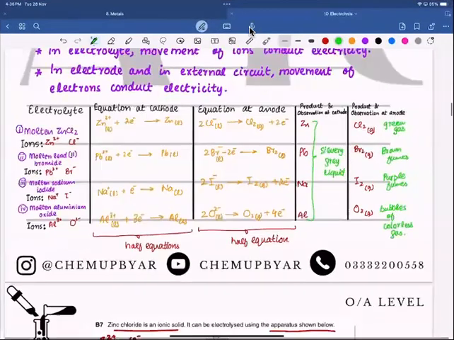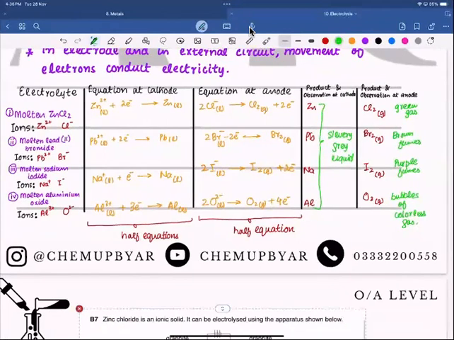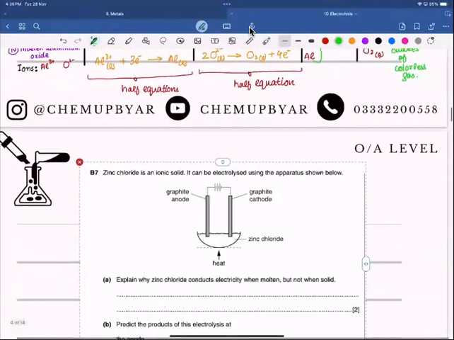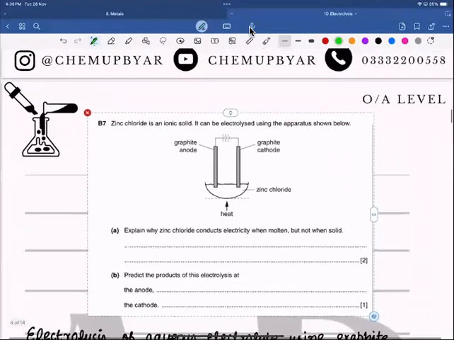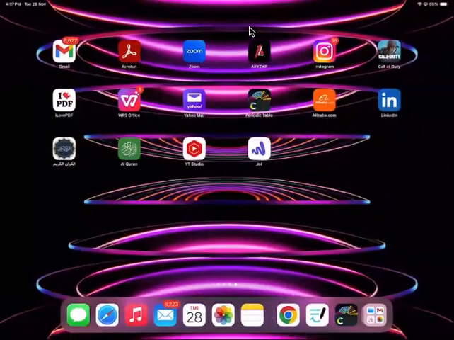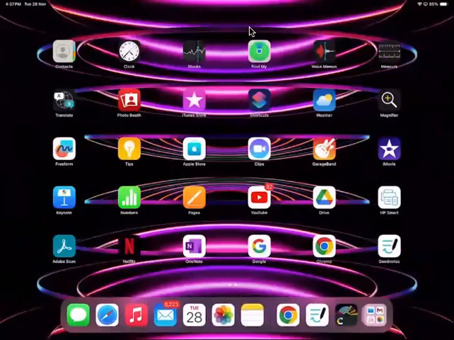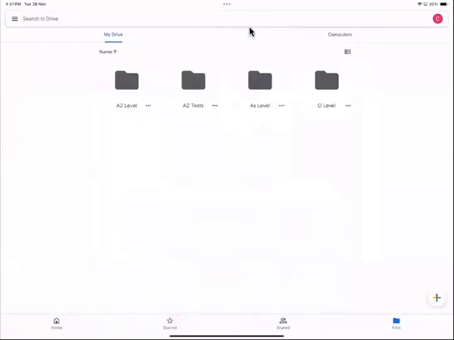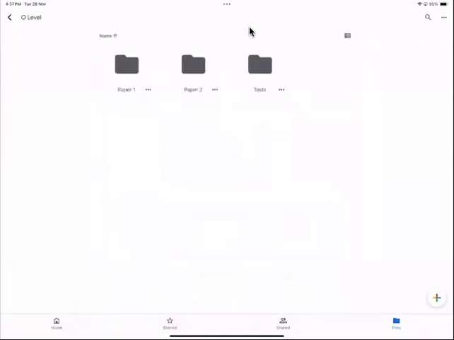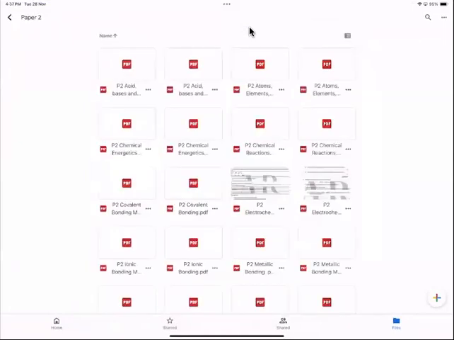Is this clear to all of you? Okay. Yes, sir. Now, okay, just give me a minute. Let me see. So everybody noted down the products and the observations and the equations for cathode and anode. Yes, sir. Okay.